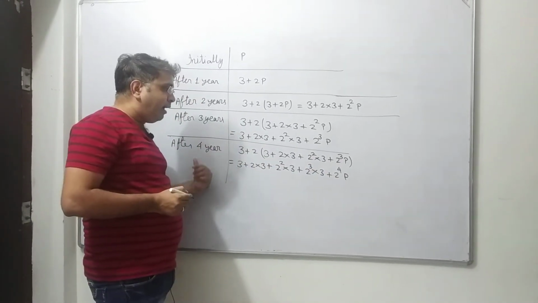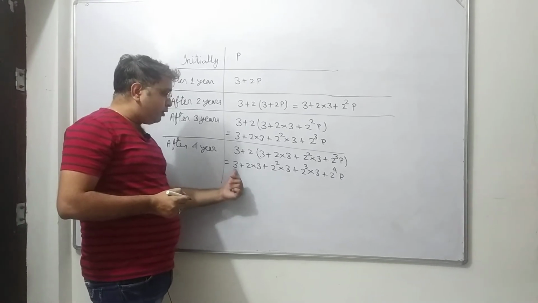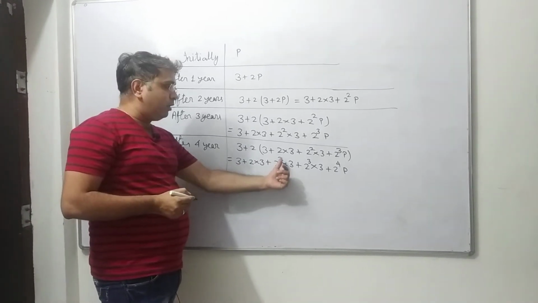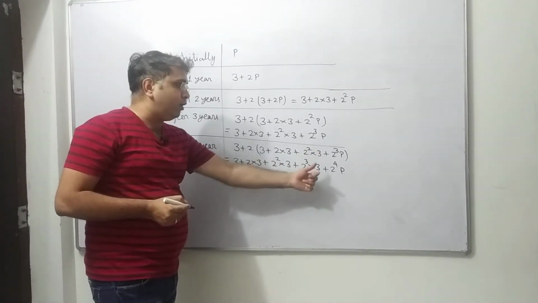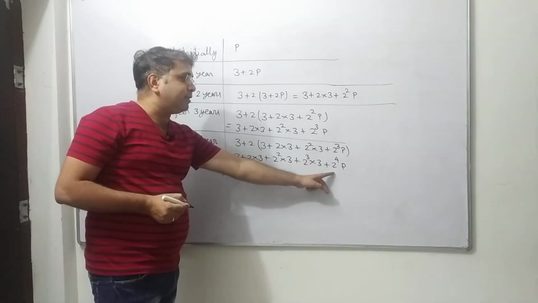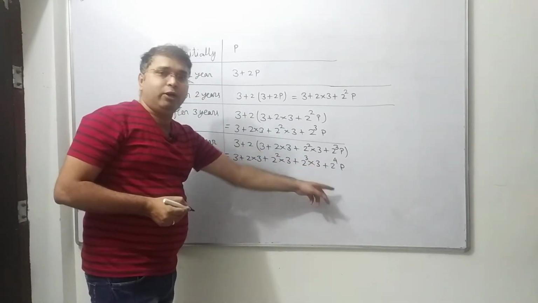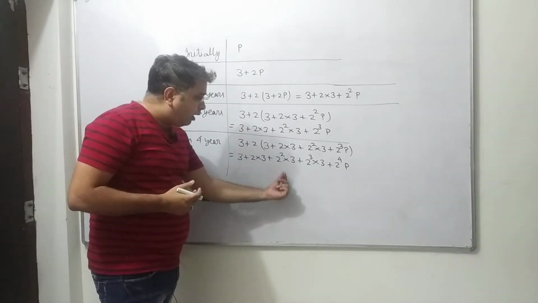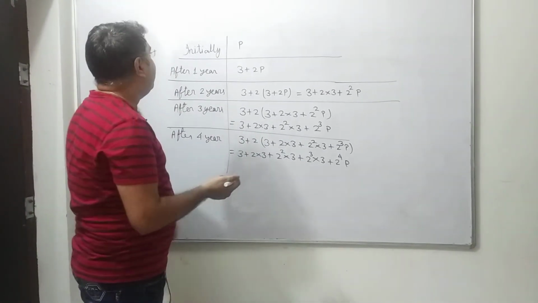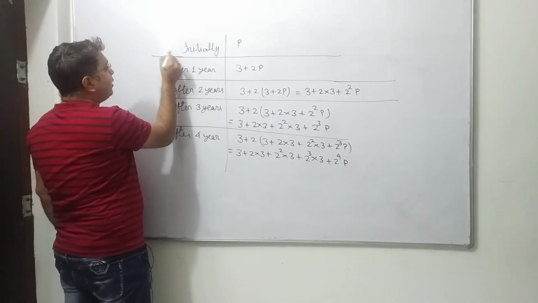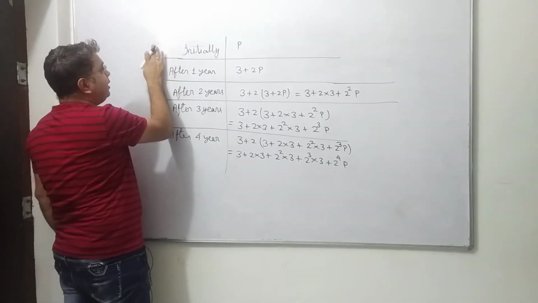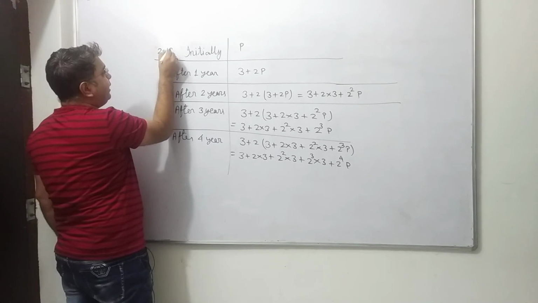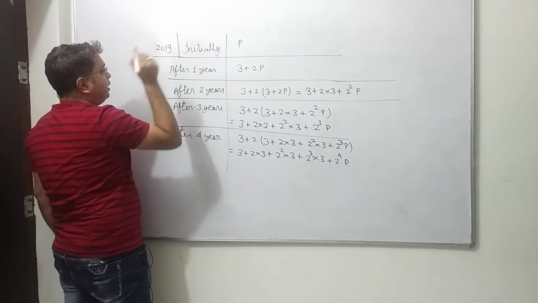Similarly, if we find the population after 10 years, it will be 3 plus 2 into 3, 2 square into 3, 2 cube into 3, up to 2 to the power 9 into 3, and in the last 2 to the power 10 into P. Now initially, what was the year given? We have the given year 2019. This is our initial year.